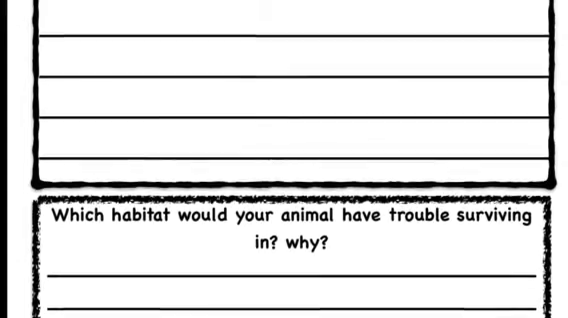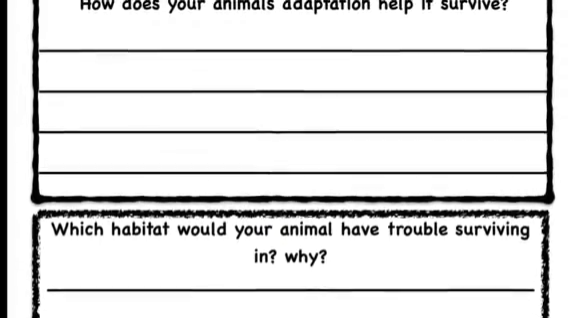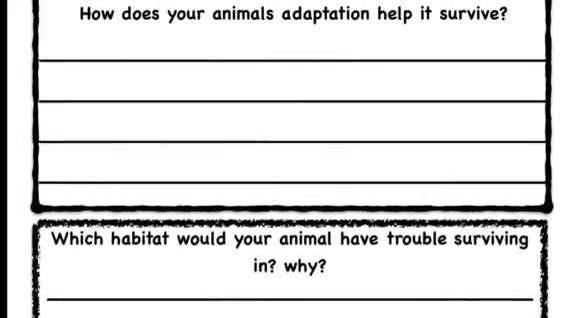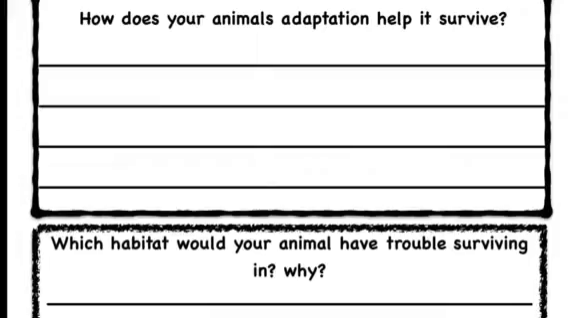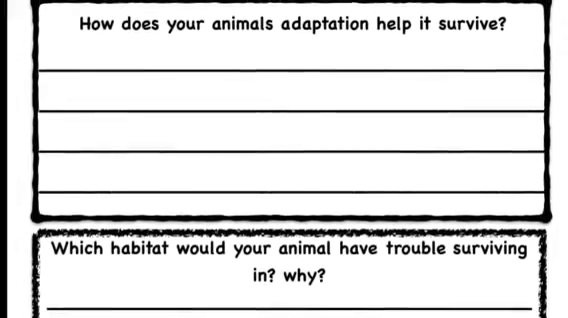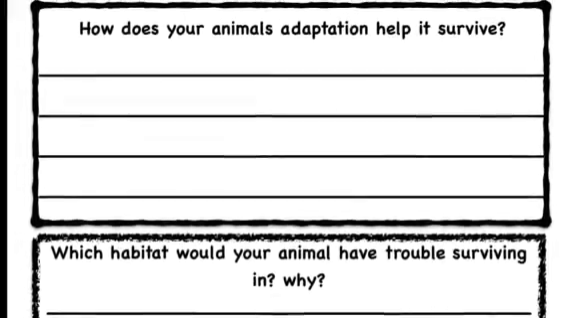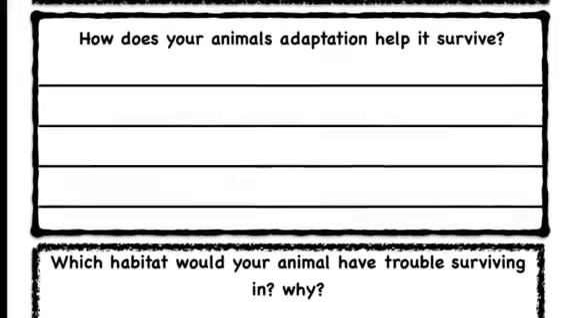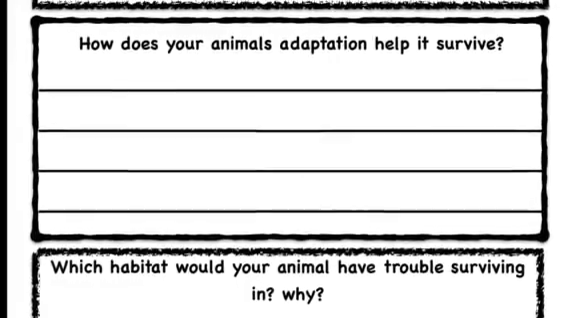All right, everyone, we're going to flip to the back of your animal research organizer, and we're going to look at where you can illustrate your animals, the top box, and in that you're going to be able to draw a picture of your animal, and you can even draw their habitat around them. Next, the next two questions are kind of critical thinking questions. How does your animal adaptation help it survive? And also, which habitat would your animal have trouble surviving in, and why?